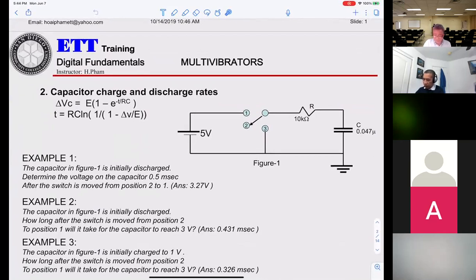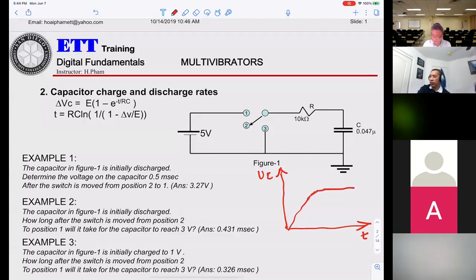Okay, you understand now. In the past, we already learned capacitor charge and discharge. This is the time, and that should be VC, and you're already learning this one. So basically, the capacitor will be charging, okay? And you understand the time constant.